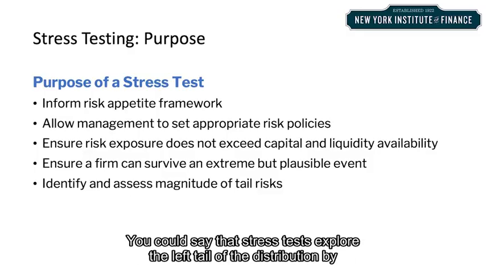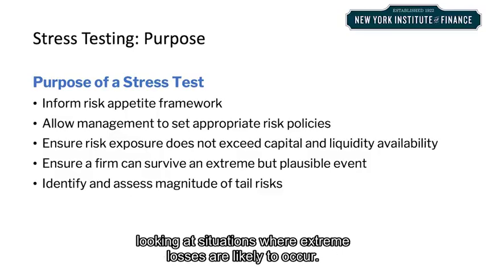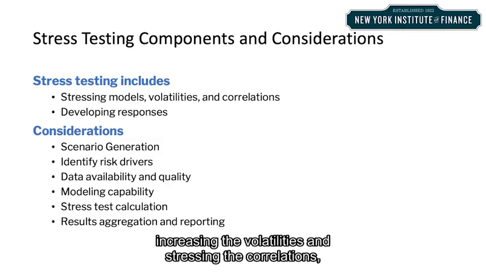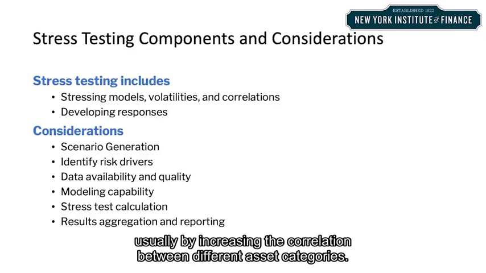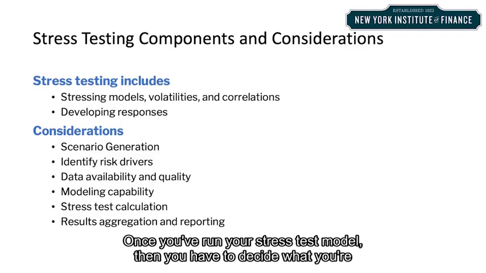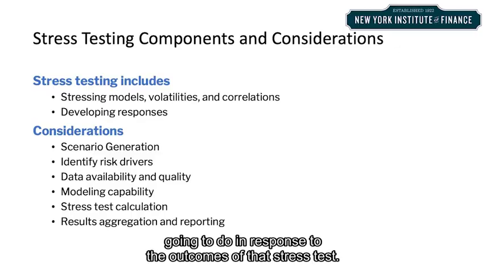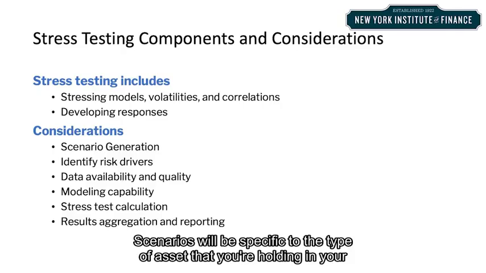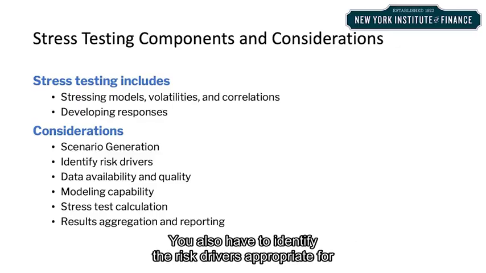You could say that stress tests explore the left tail of the distribution by looking at situations where extreme losses are likely to occur. Features of stress tests include taking normal models and then stressing them by increasing the volatilities and stressing the correlations, usually by increasing the correlation between different asset categories. Once you've run your stress test model, then you have to decide what you're going to do in response to the outcomes of that stress test. Other considerations are what kind of scenarios do you want to generate? Scenarios will be specific to the type of asset that you're holding in your portfolio. You also have to identify the risk drivers appropriate for the assets in your portfolio.